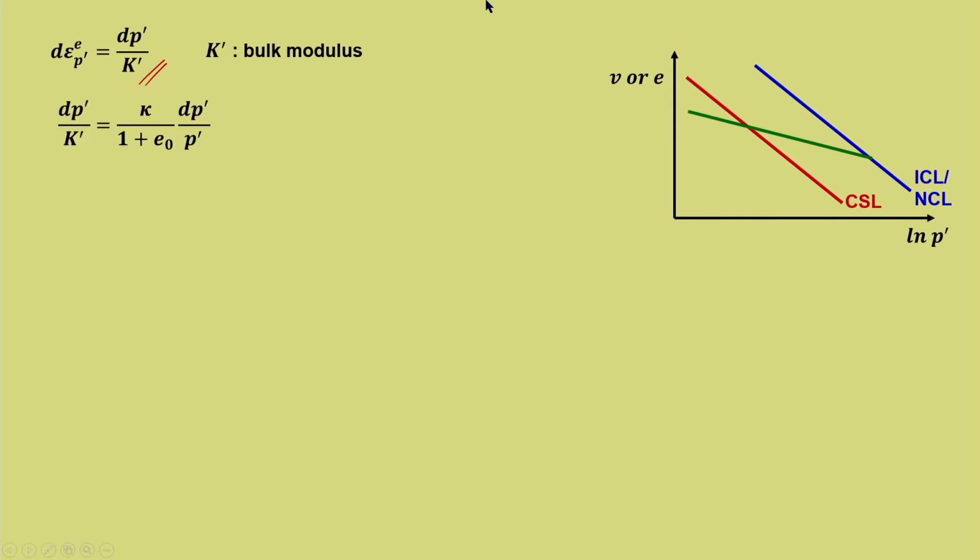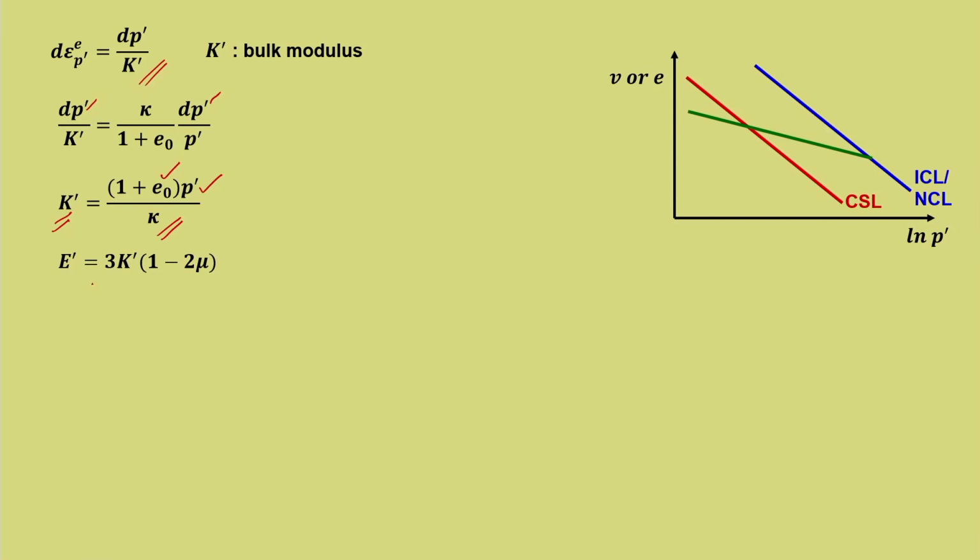Now, substituting this, dp dash by K dash can be substituted to kappa upon 1 plus e naught into dp dash. So, this and this get cancelled off. One can write the expression for bulk modulus K dash is equal to 1 plus e naught p dash upon kappa. You can see that the bulk modulus can be determined by knowing the value of kappa and e naught and the value of p dash.